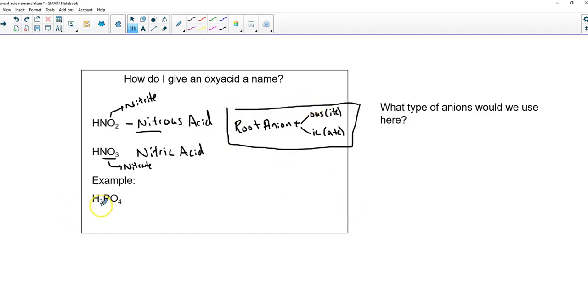You notice this guy here has 3 H's on it, which is no big deal. These are the H's that we can give away, but let's give this thing a name. So it's the root. This is phosphate. If you just wrote "phosp," that would be fine. People would know what you're talking about. Phosphor would be the most common root, but if you wrote "phos," that'd be fine. People figured it out. And because this is phosphate, I'm going to use the "ic" version. So phosphoric acid.